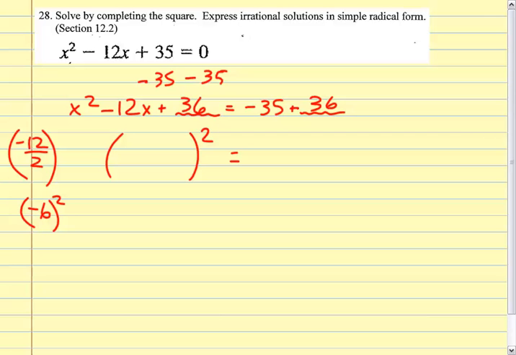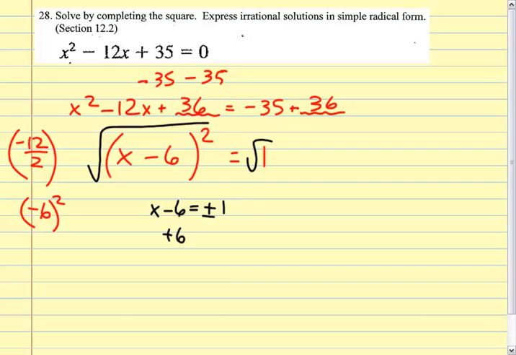What is the perfect square? It's x minus 6. And what do I get on the right side? 1. Nice. Now take the square root of both sides. Square root of this side, square root of this side. X minus 6 is equal to plus or minus 1. Now what? You add 6 to both sides, and I'm going to get x is equal to 6 plus 1 and 6 minus 1. So that's 7 and 5.